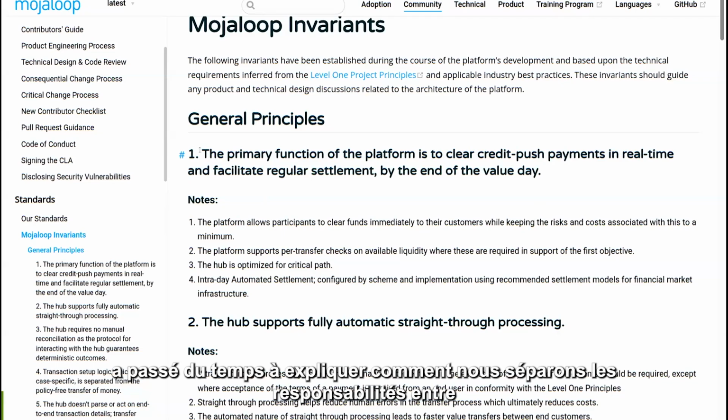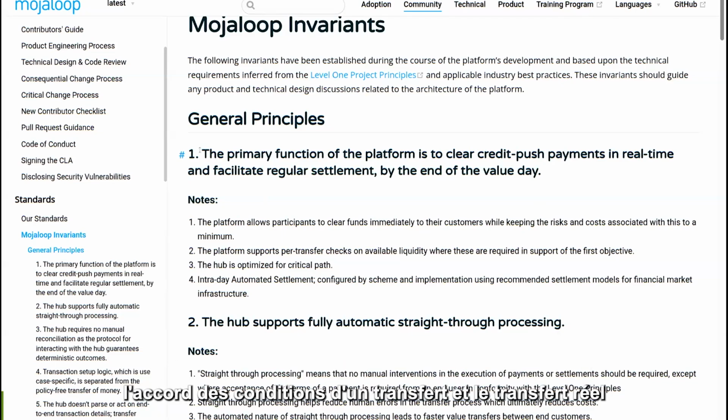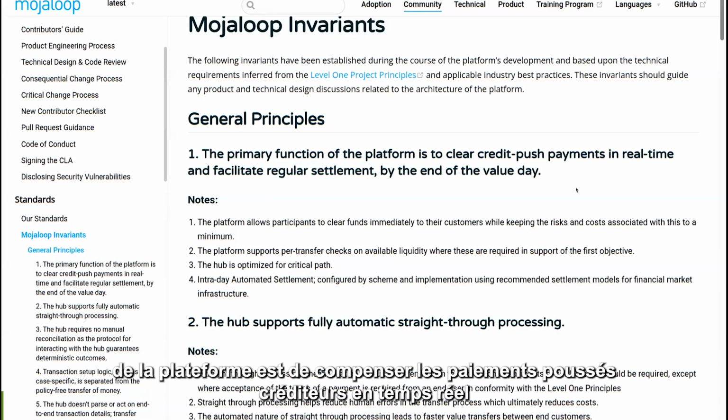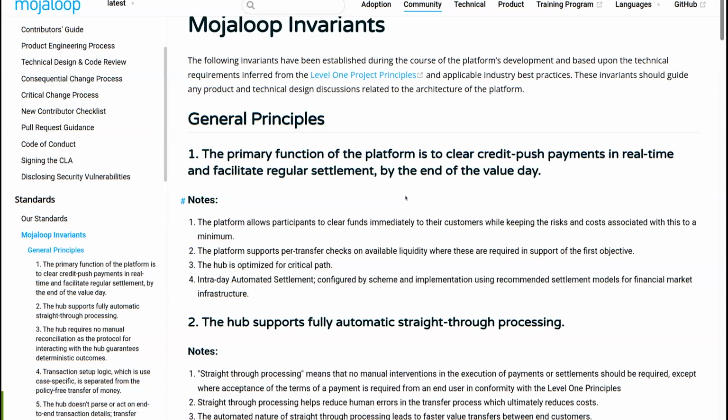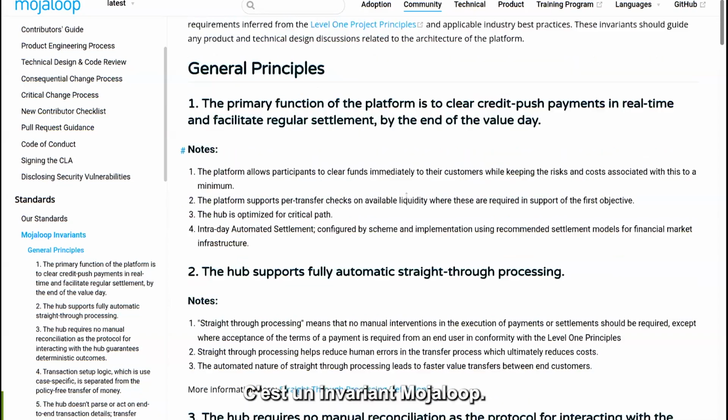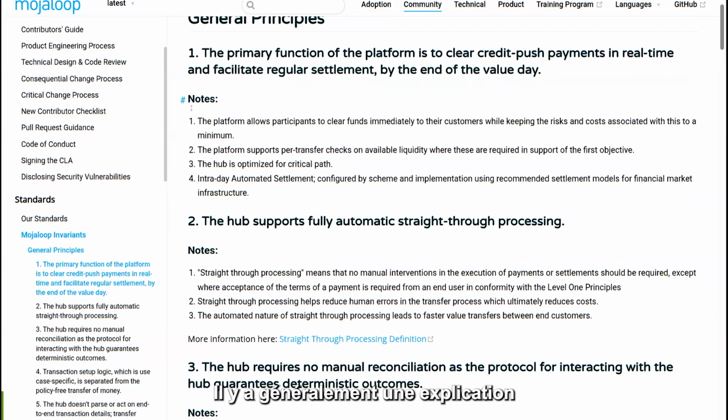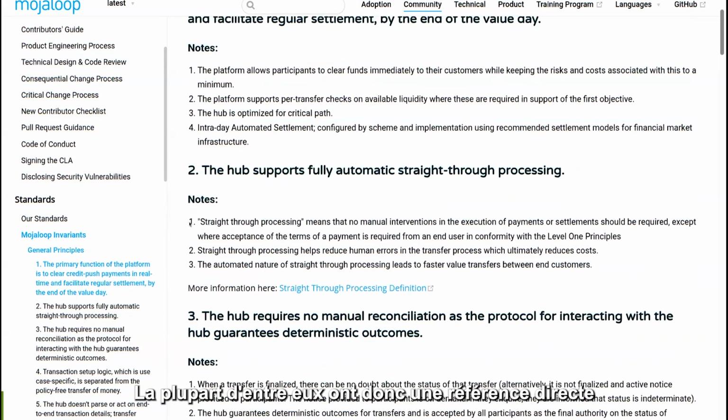Michael spent some time talking about how we separate the concerns between the agreement of terms on a transfer and the actual transfer of liquidity from one participant to another. So the first one: the primary function of the platform is to clear credit push payments in real time and facilitate regular settlement by end of the value date. That's a Mojaloop invariant. You can read about the details. Usually there's some explanation about the rationale why this invariant exists. So most of them have some direct reference back to those principles that we're trying to maintain.